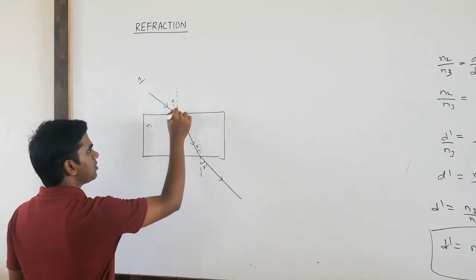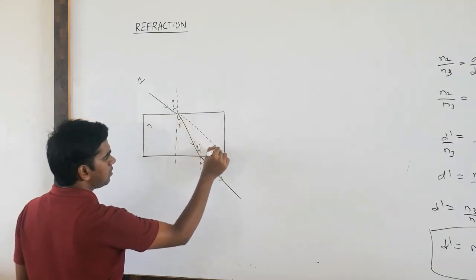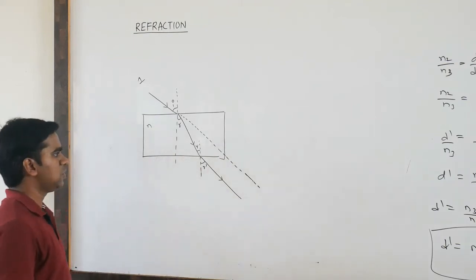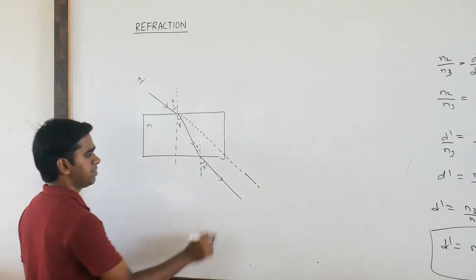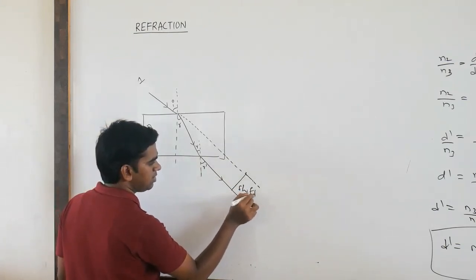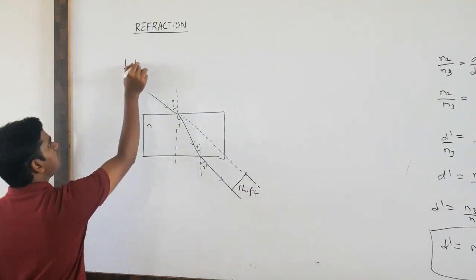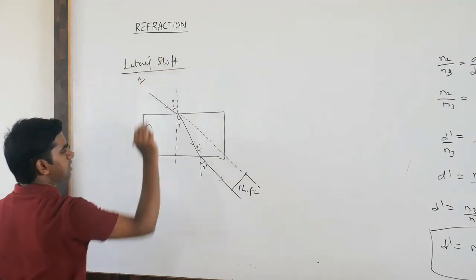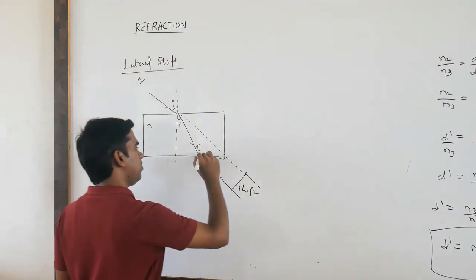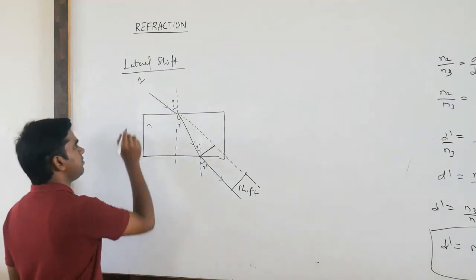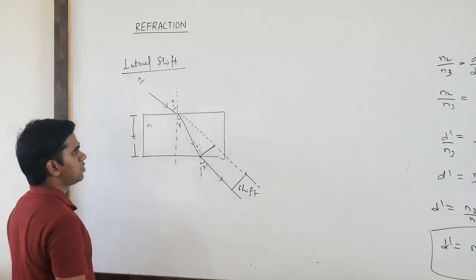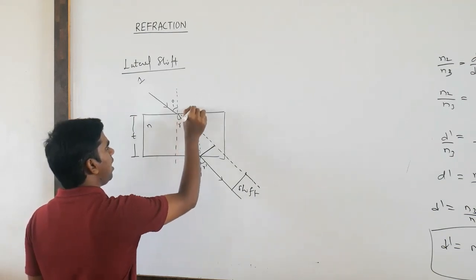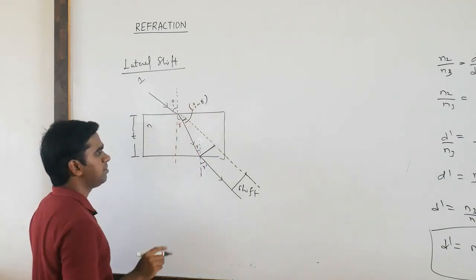But if the glass slab is not there, where will the ray go? The ray will go here. So these two are parallel. That means there is no deviation, but there is a shift. This shift we call the lateral shift. This is called the lateral shift. So how to find this lateral shift? If the thickness is t, and this is i, this is going to be i minus r, that is nothing but the deviation.